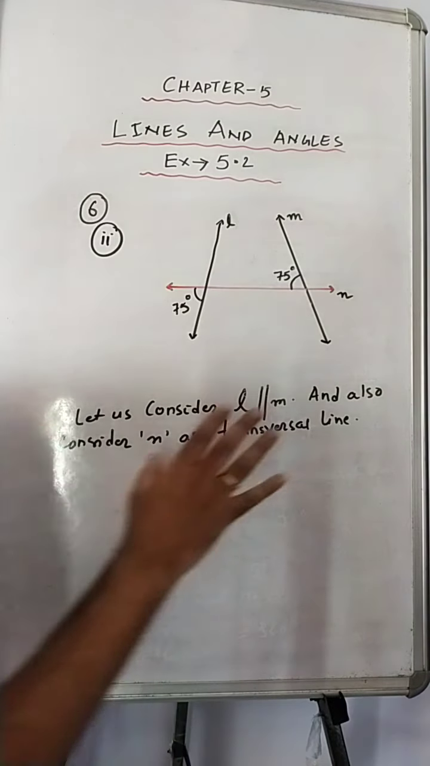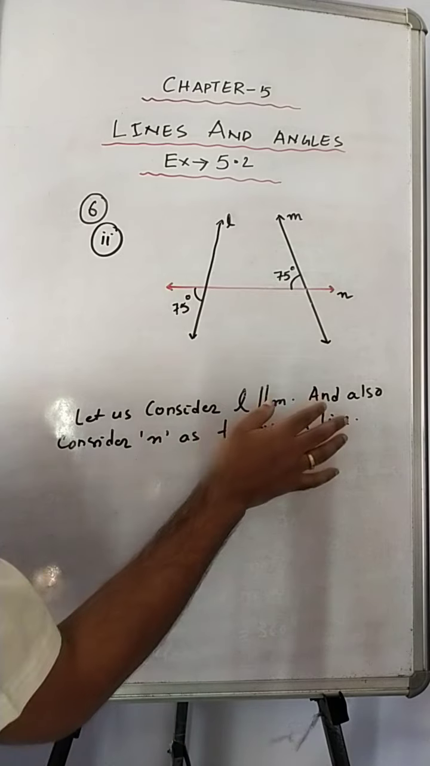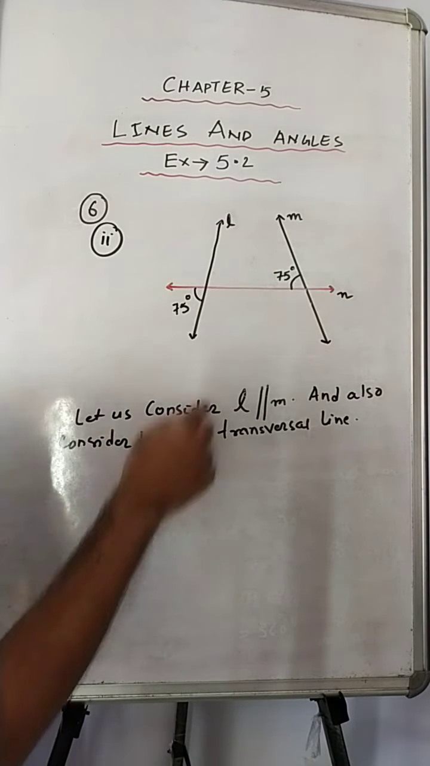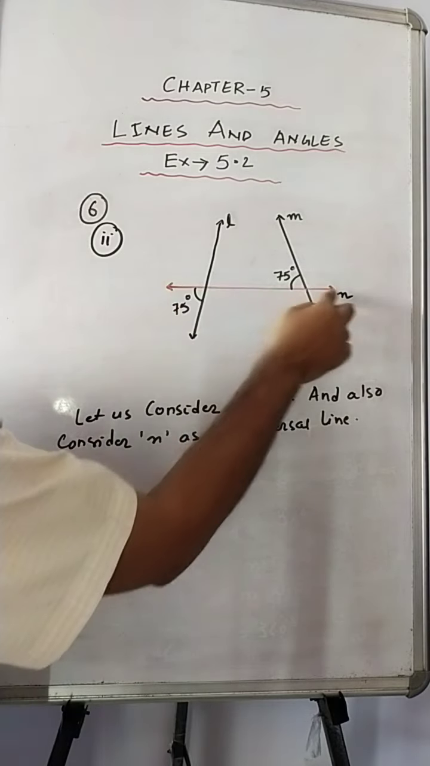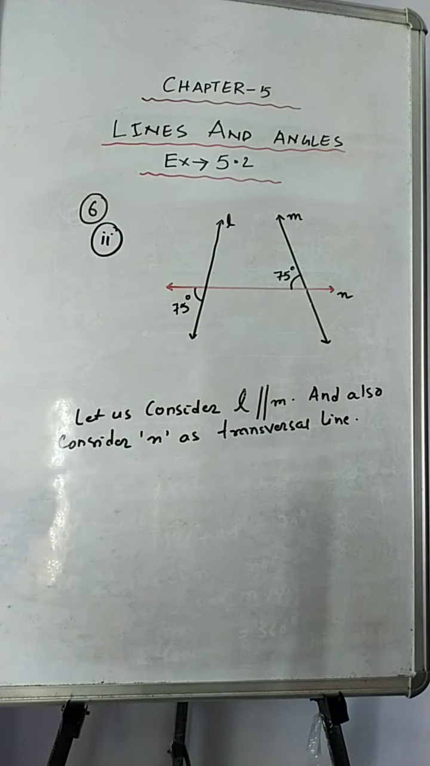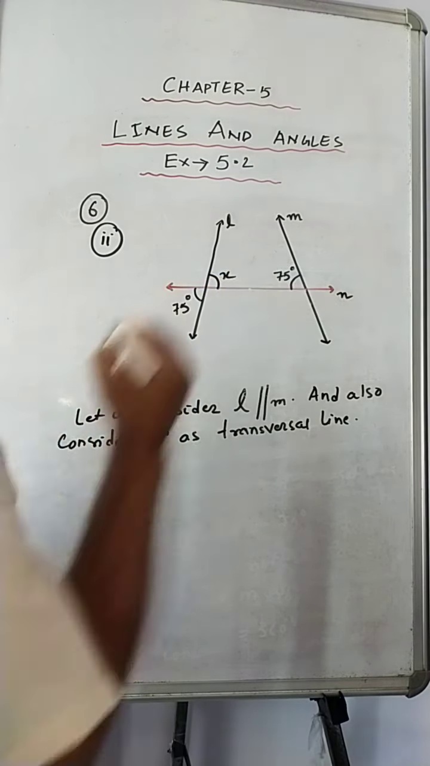Now what is the first thing that we have to do? The same sentence we have to write that we wrote for sum number 1. Let us consider L is parallel to M, and also consider N as a transversal line. So this red line we will consider as the transversal line. Fine. Now what is the next thing that we'll do? We'll let this angle be X. Okay.